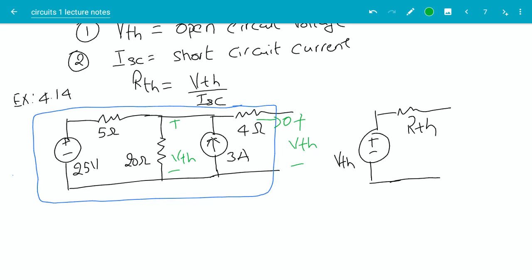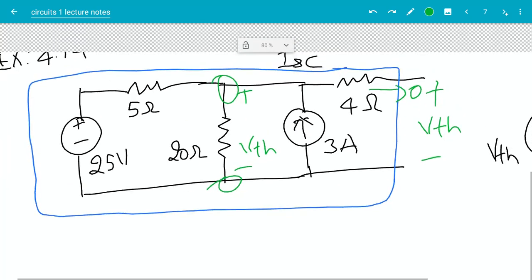If I want to measure VTH, let's see, how many essential nodes do I have here? I have one essential node here and another essential node here, and that's it. So two essential nodes. That means I need only one KCL equation if I use the node voltage method. But if I use the mesh current method, I need two meshes, because there are two loops, one here and one here. So I'll go with the node voltage method because I will only need one equation. So let's do that.